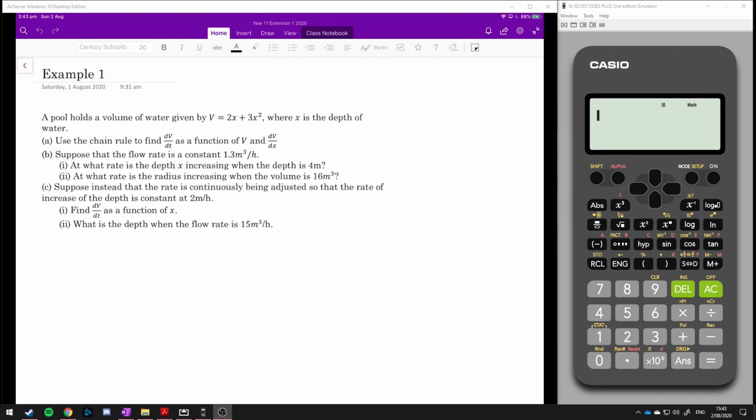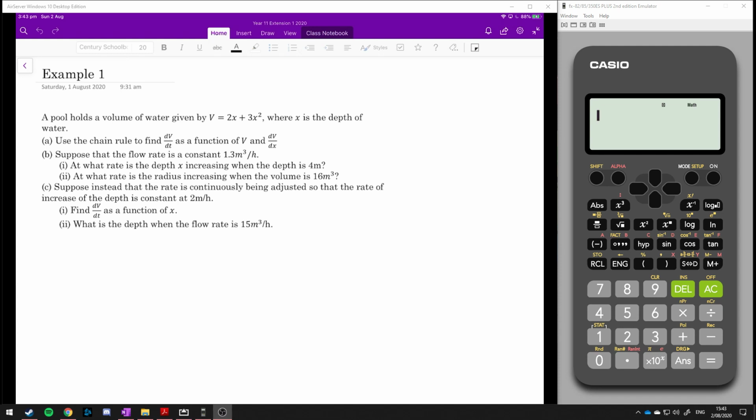So what we're going to do is just jump straight in and look at two examples for this one. Starting off with example 1, a pool holds a volume of water given by V is equal to 2x plus 3x squared, where x is the depth of water. We're going to use the chain rule to find dV/dt as a function of V and dV/dx. Okay, so we're going to be finding the volume with respect to time as a function of the volume and the derivative with respect to x.